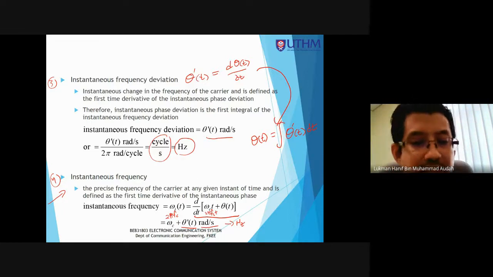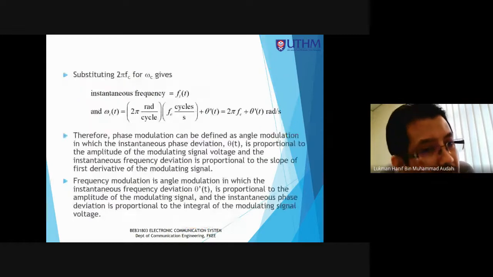Nampak. So ini adalah parameter yang keempat. So nanti kita akan bermain-main dengan parameter ini. Okay, we will play around with this. And this is parameter number 4.